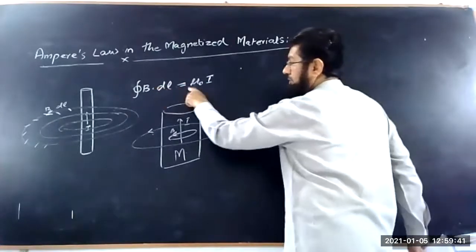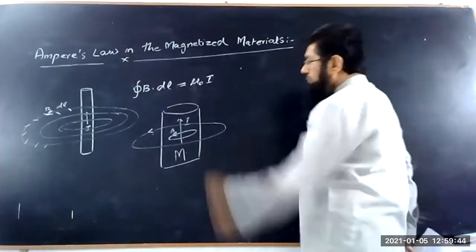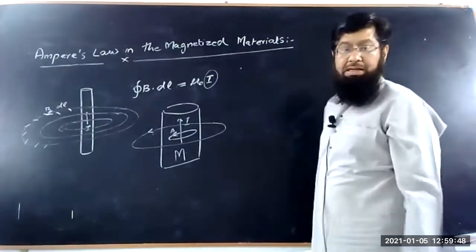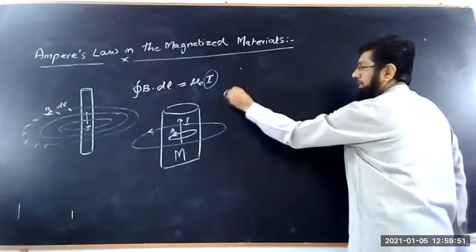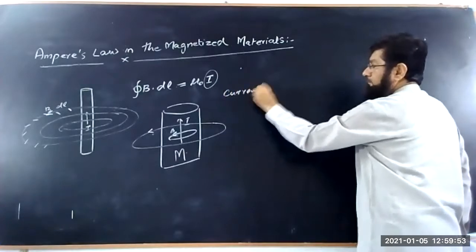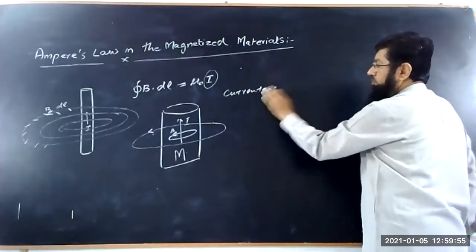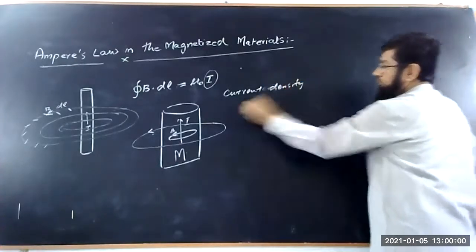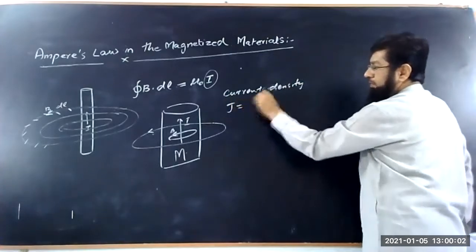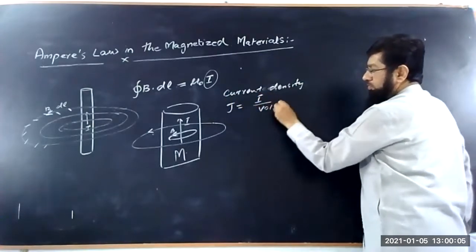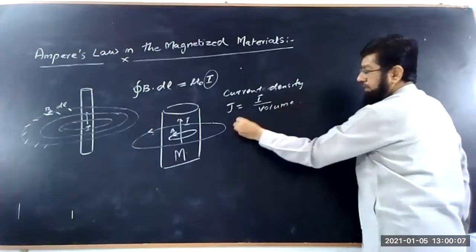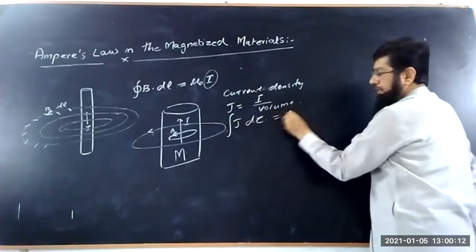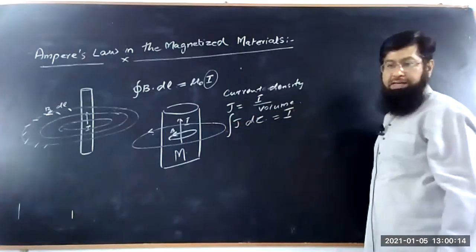Here this is Ampere's law: the closed line integral of B dot dl is equal to mu naught I. So we have a current I, and we have to convert this current into the current density. The current density J is defined as the current per unit volume. So J times d tau, integrated, is the current, and this can be rewritten as the current.